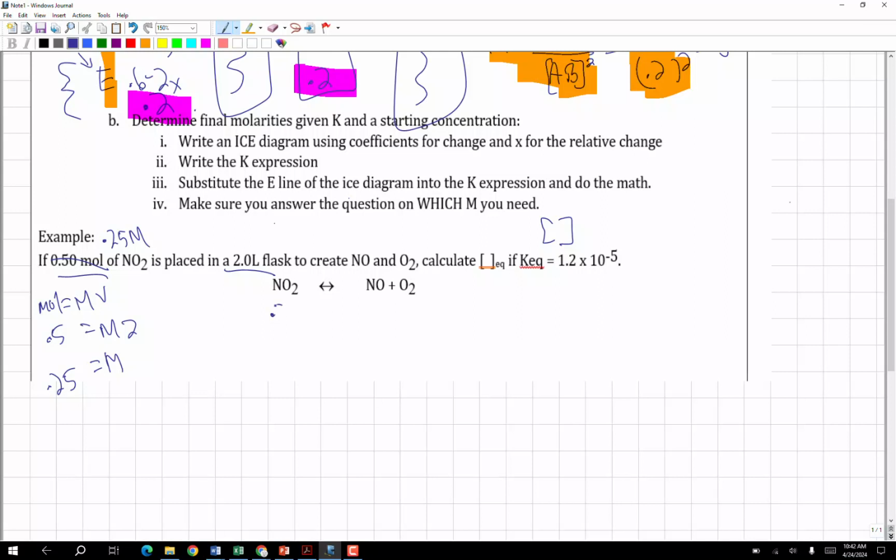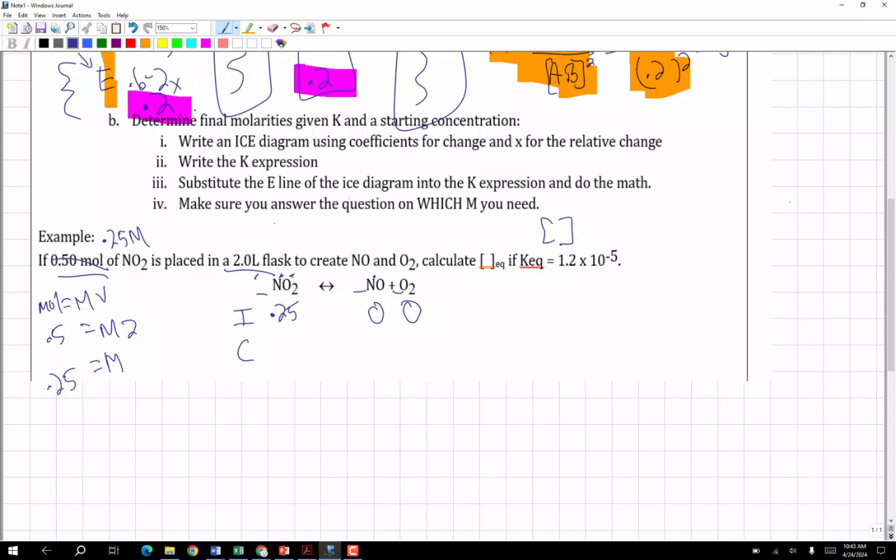So I'm going to start with 0.25. Initially I have 0.25, and it didn't mention these, so I don't have any. The change is based on your coefficients. Uh-oh, I don't see any coefficients. It's probably not balanced. 1 nitrogen, 1 nitrogen. 2 oxygens, shoot, 3 oxygens.